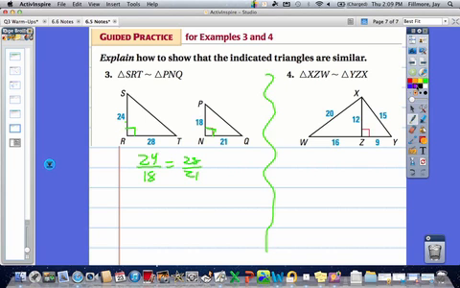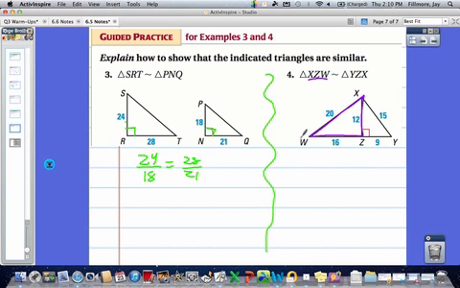For number 4, I have two triangles within a larger triangle, and I'm trying to show that XWZ, or XDW, is similar to YZX. So this one over here. Well, I have 3 pairs of sides in both of them, so I can use side, side, side. It'd probably be the easiest way to do it. So if I compare my longest side, which is 20, it corresponds to my longest side, which is 15. If I choose my medium side, which is 16, it corresponds to my medium side, which is 12, because this triangle is a flipped version of this one.